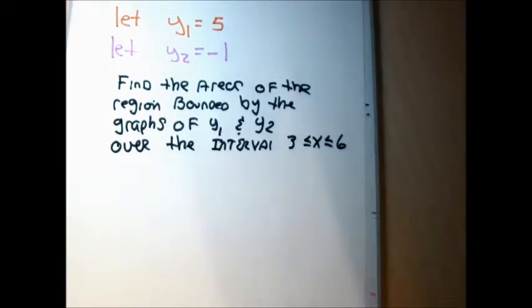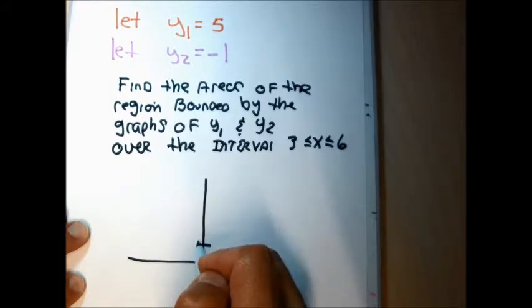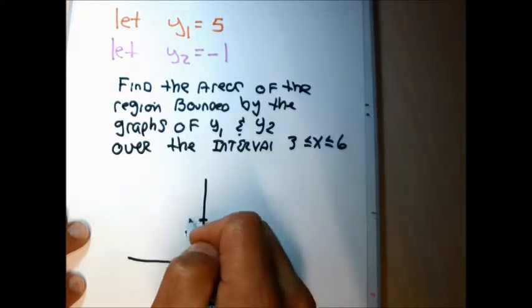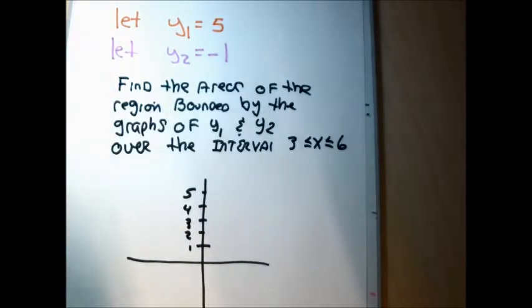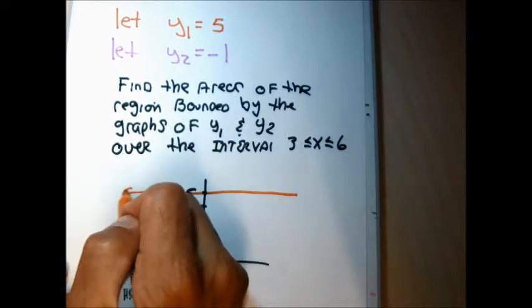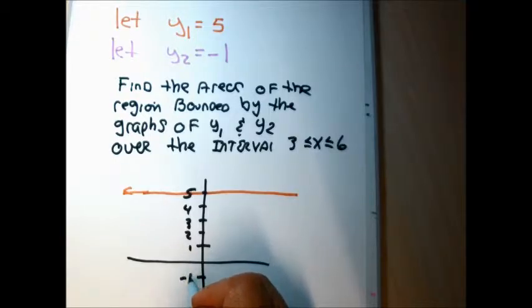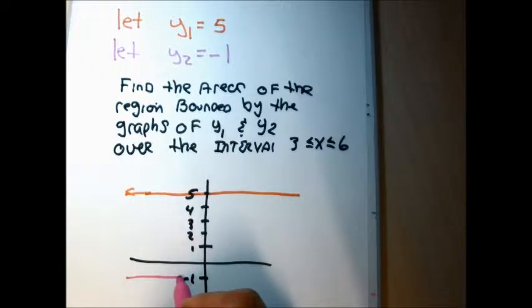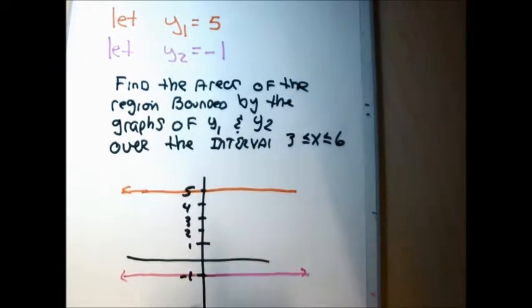I'll do this graphically again. So the top function still is missing an x, so it's a horizontal line. It's just a y equals, and it goes through 5 on the y-axis. The bottom function also is missing an x. It goes through -1 on the y-axis, and it's a horizontal line. When equations don't have x's, and they only have y's, they're horizontal lines. And now I want to go between x equal to 3 and x equal to 6.